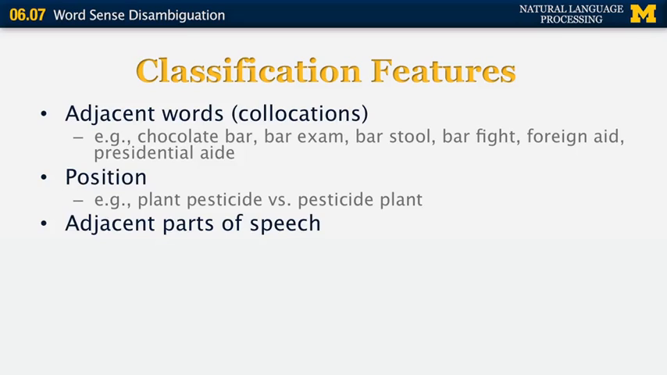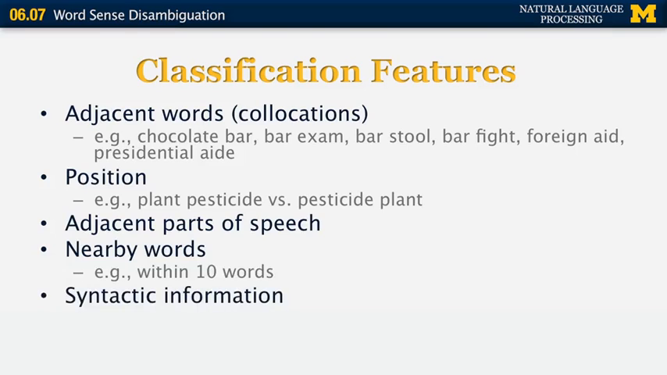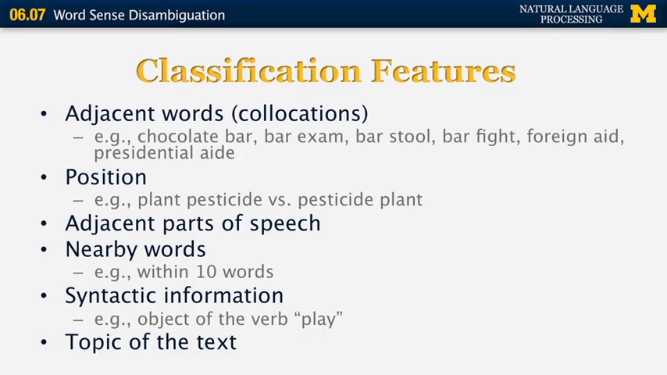So we want to know if the word that follows is a verb or an adjective and so on. We can also look at all the other nearby words, let's say within a window of plus or minus 5 words, or in the entire sentence. And we can also look at syntactic information. For example, what is the subject of that word and what is the object of that word and so on. So for example, for the word play, we can look for the specific object, whether it's guitar or tennis, and then determine the sense from that information.